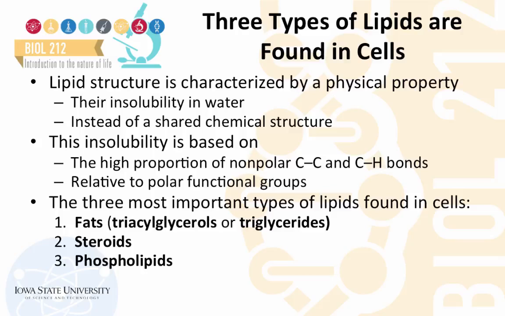The lipids that are found within cells are influenced by this physical property of being insoluble in water more than their shared chemical structures. They are insoluble because of a high proportion of nonpolar covalent bonds that exist between the carbon atoms or carbon atoms and hydrogen atoms. The three most important types of lipids found in cells are fats, also known as triacylglycerols or triglycerides, steroids, and phospholipids. It's important to note here that all fats are lipids, but not all lipids are fats.